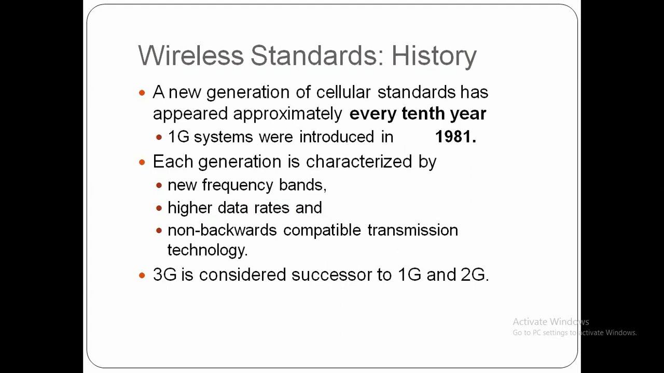Here are given some wireless standards and some history. A new generation of cellular standards appeared approximately every 10th year. The first 1G system was introduced in 1981. Each generation is characterized by new frequency bands, higher data rates, and non-backwards compatible transmission.